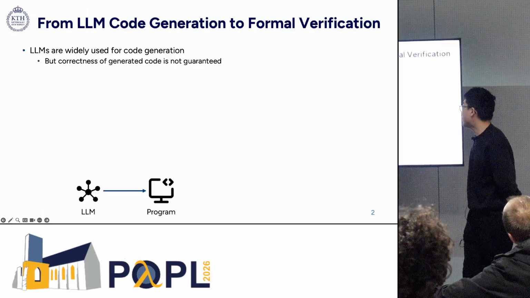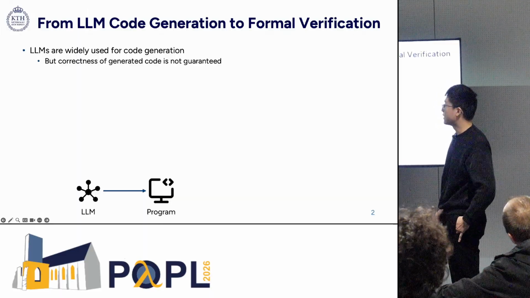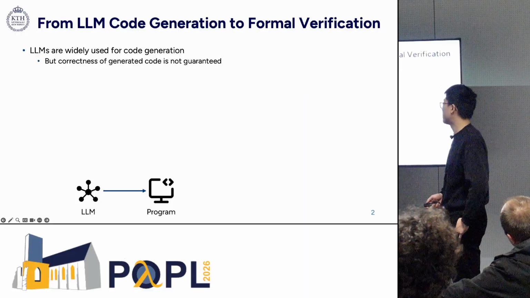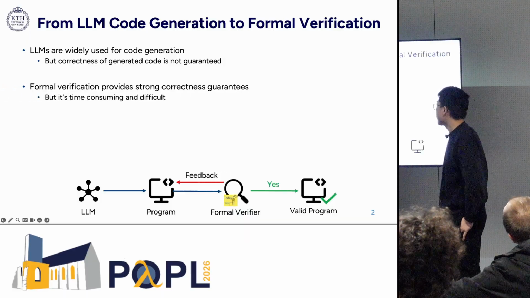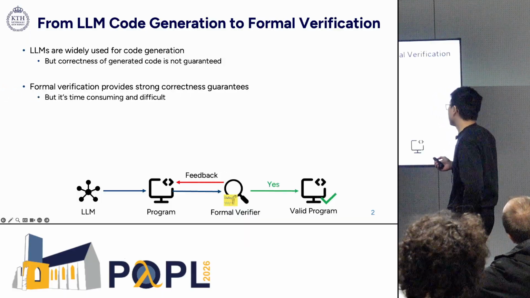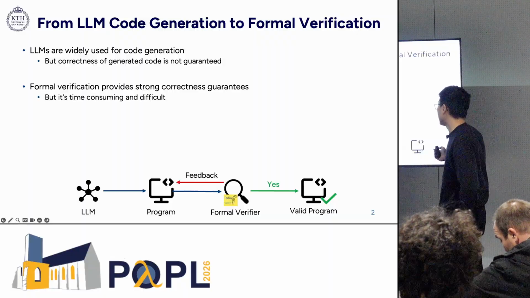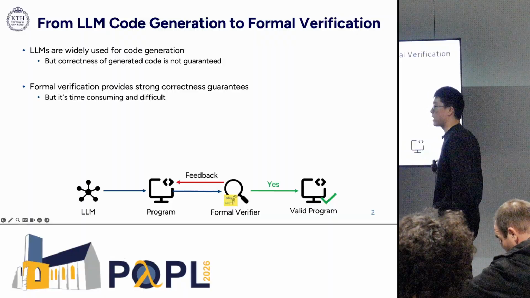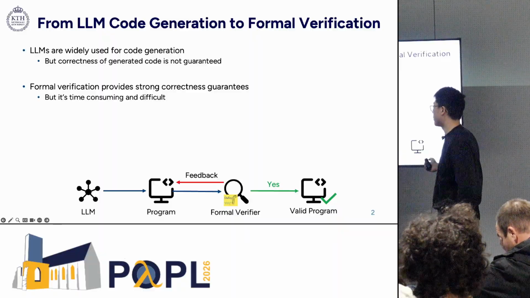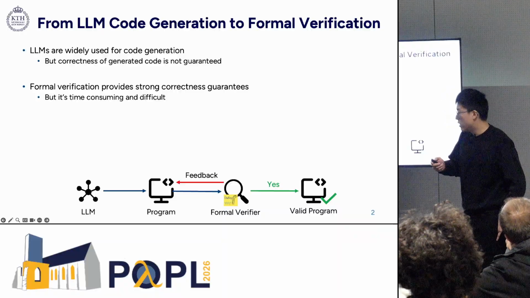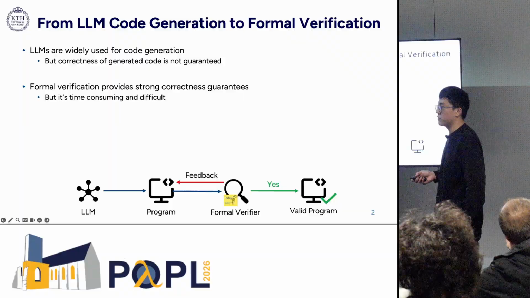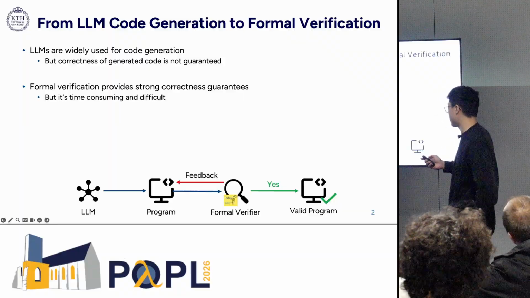As LLMs are increasingly used for code generation these days, how to guarantee the correctness of the code is a major challenge. Formal verification is one of the strongest ways to guarantee it, especially for code generated by LLMs, because it allows automatic feedback for the LLM to refine the generated code until it reaches a valid program. However, formal verification is always time-consuming and difficult, which limits its adoption in practice.